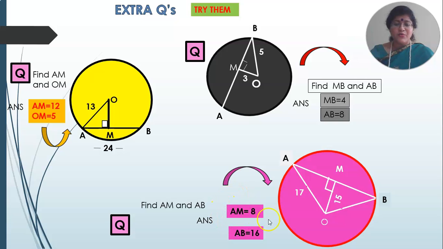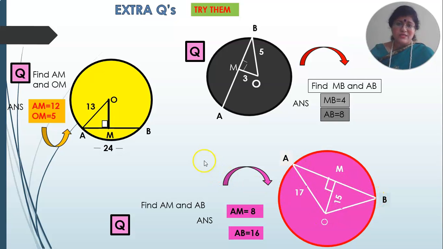Answer is given to you here. You should get the value of AM as 8. Try doing it and see whether you're getting it as 8. So once you get this AM as 8, what will be AB? AB will be 8 into 2. So AB will be 16. Because of the same theorem, the perpendicular from the center of the circle to the chord bisects the chord.